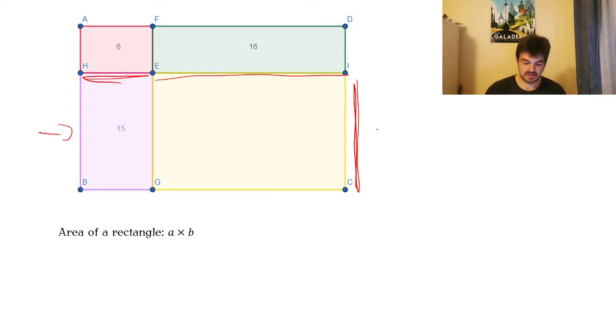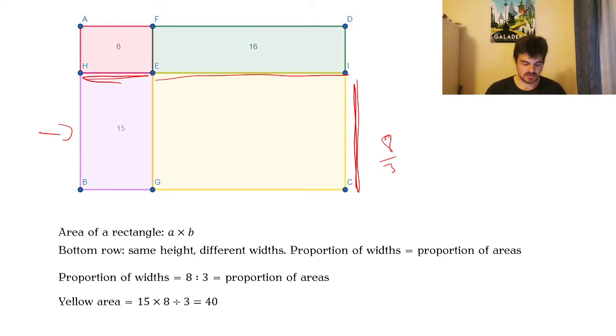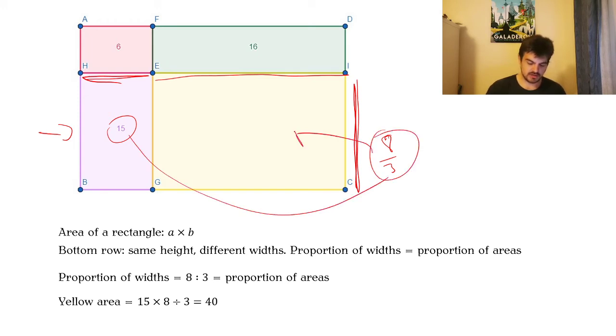We know that it is 8 over 3, right? So we can use that to calculate the proportion of areas of those two here, the yellow one and the purple one, right? This is 8 to 3, we calculated it already. So all we need to do is to multiply the 15 times the 8 over 3 to get to 40, right? Again, 15 over 3 is 5, 5 times 8 is 40.